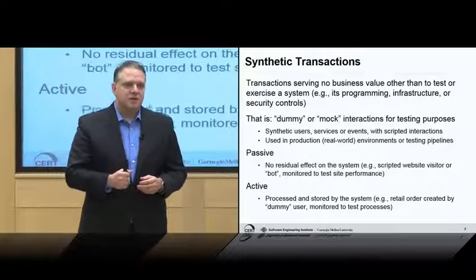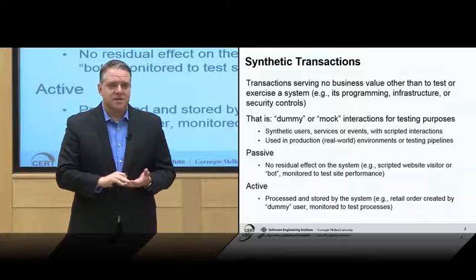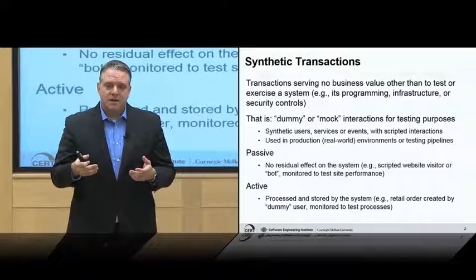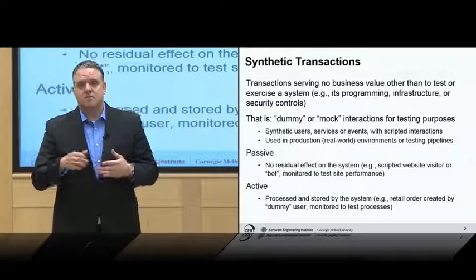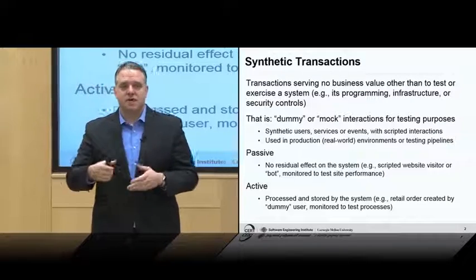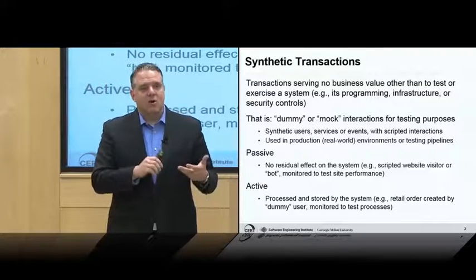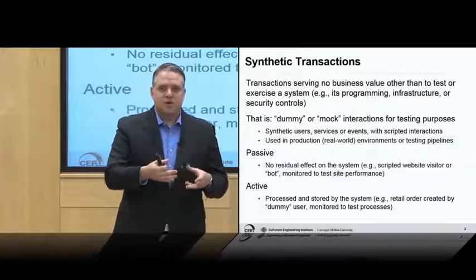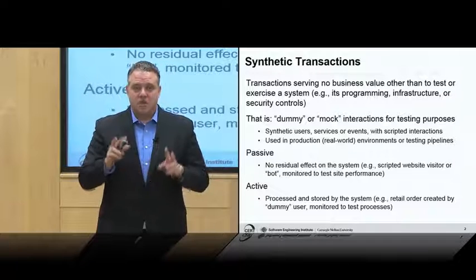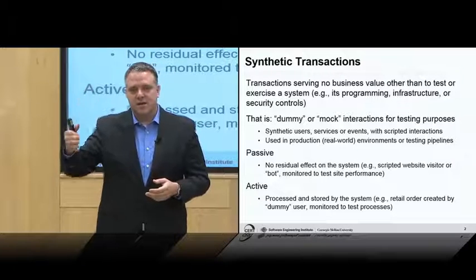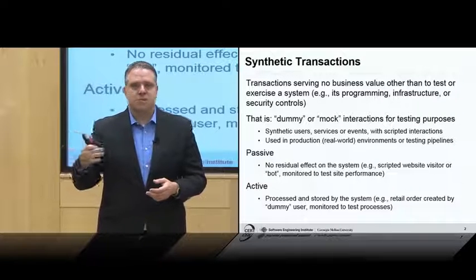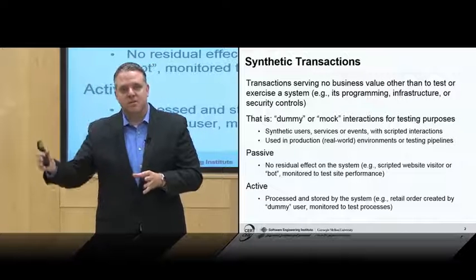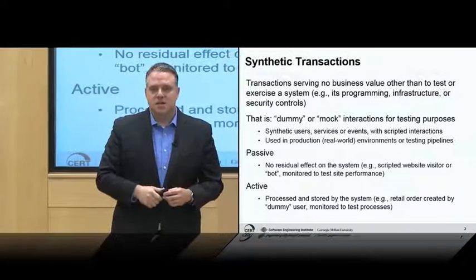There are two kinds of synthetic transactions. There are passive transactions where there's no residual effect on the system. Might be like a scripted website visitor or some bot visiting the website, clicking on buttons just to make sure that links work okay. And then there are active synthetic transactions where the interaction with the website causes something. So the user or the script creates an order and then actually submits the order with some test credit card data. And you test the whole process, from the user creating an order, submitting it through the actual system, to see how it works.